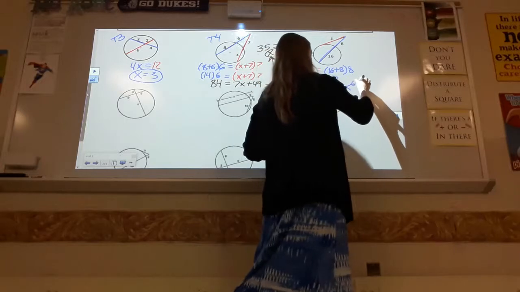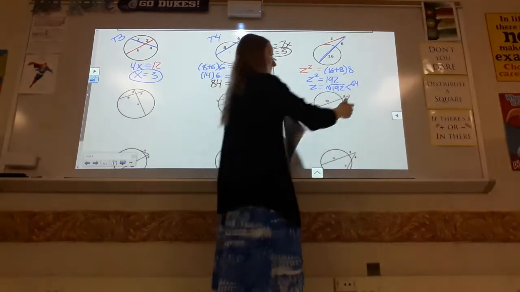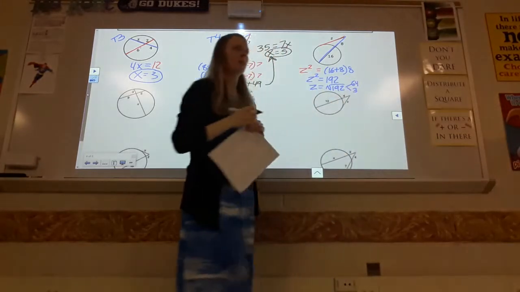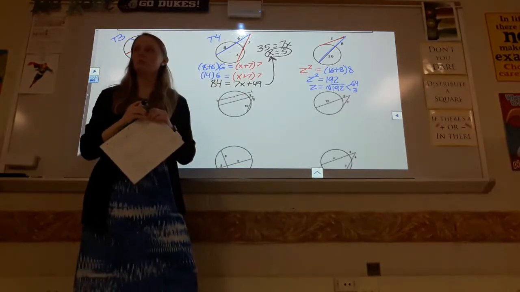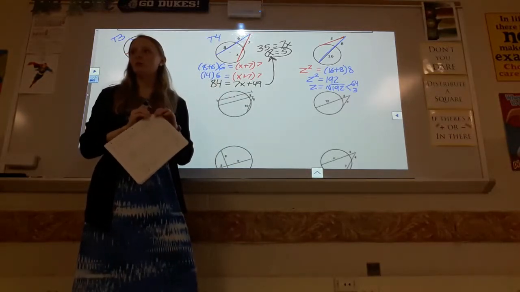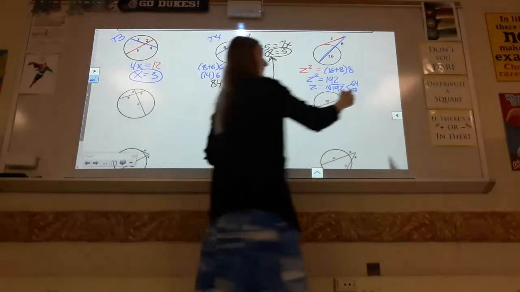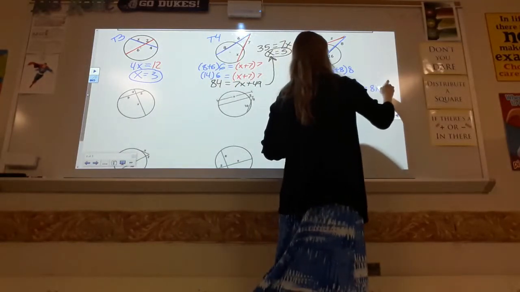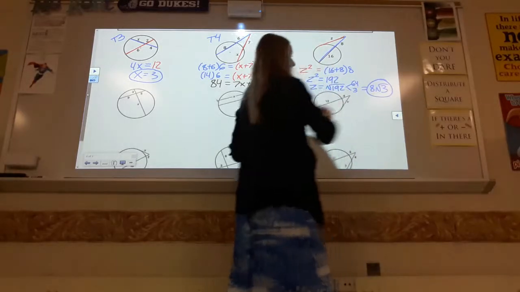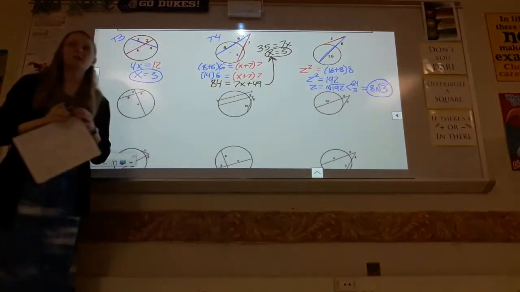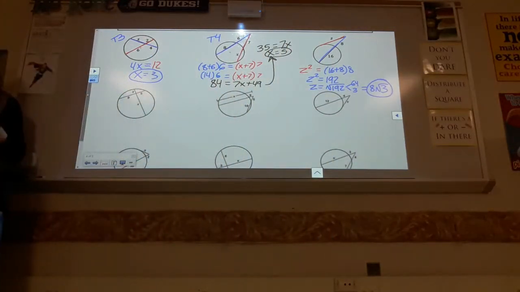It would be 64 times 3. 64 times 3 is the same thing as 192. Alright, if 64 is the perfect square, how do I actually write the simplified form? 8 square root of 3. So that would be my final answer for c. So anytime you guys are working with the tangent squared formula, if you get to a radical that can be simplified, you have to simplify it. Just like in any other scenario.